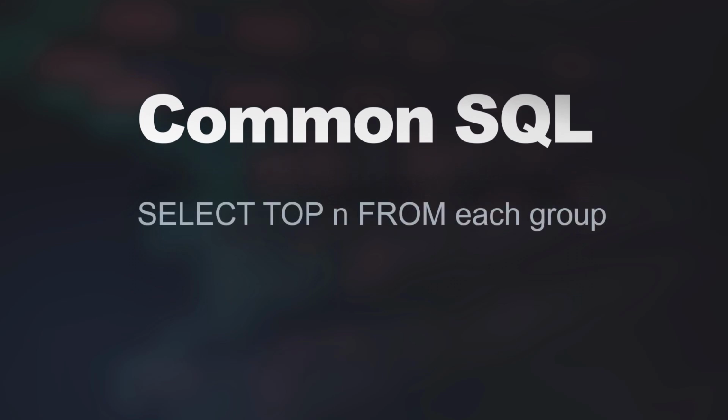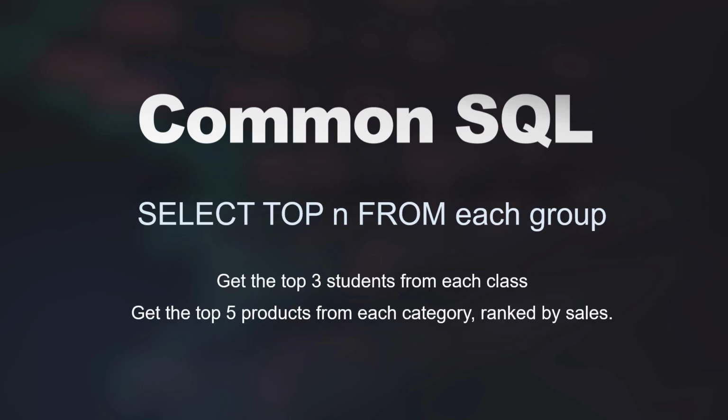Welcome to the Common SQL series, where we learn the most common commands and queries that are being used in the industry. Today, we are going to learn a very common query: how to get the top n records from each group. There are popular use cases for it. For example, you may want to get the top 3 students from each class, or the top 5 products from each category, ranked by sales, or you may just want to get the first login time of each employee in a date.